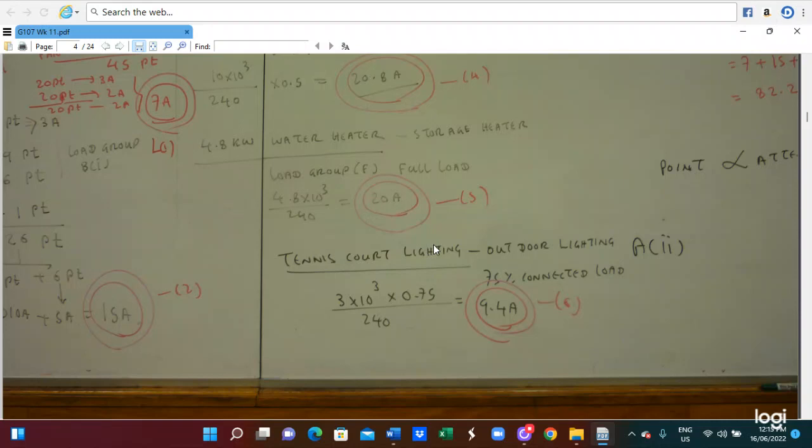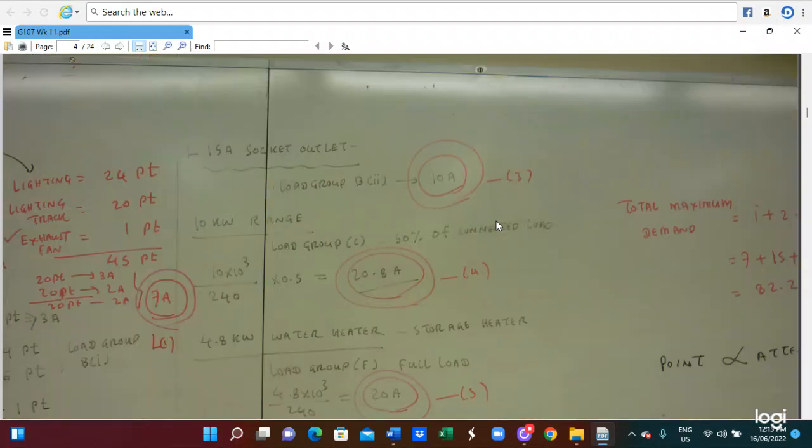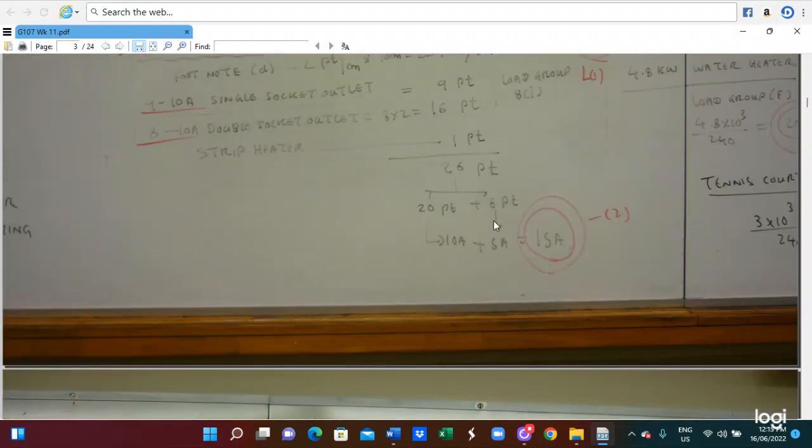Another thing, the telescope lighting is outdoor lighting. It will take 75% of the connected load. So 3 kilowatt, 3 times 10 to the power 3 divided by 240 multiplied by 0.75, you get 9.4 ampere. Those are the results for the circuits.